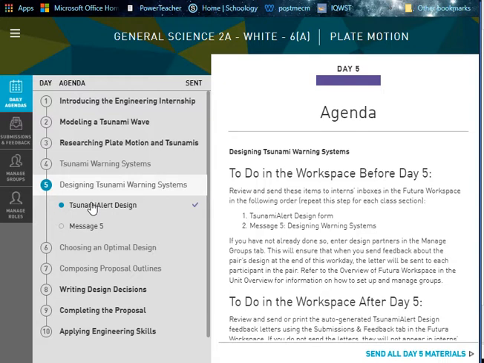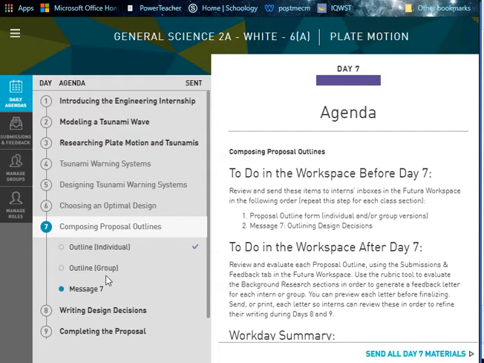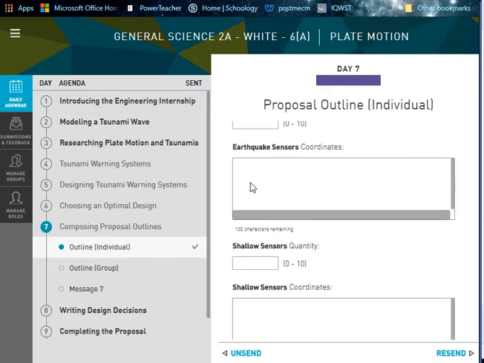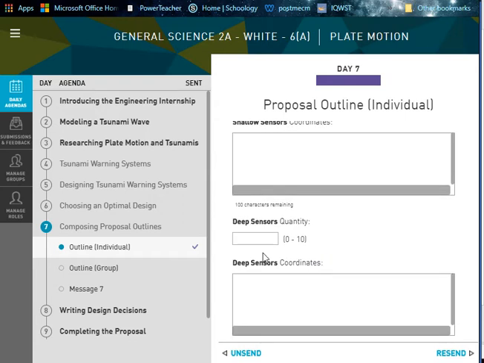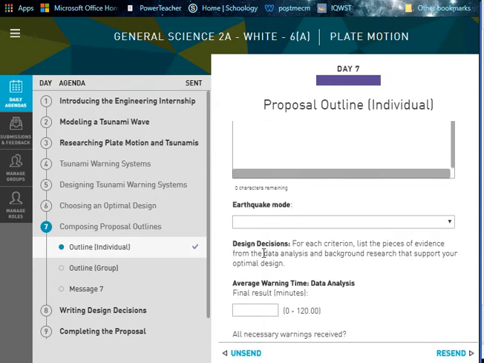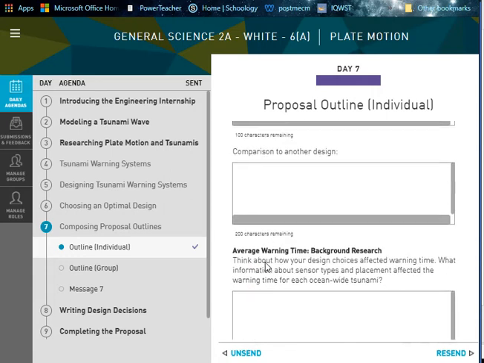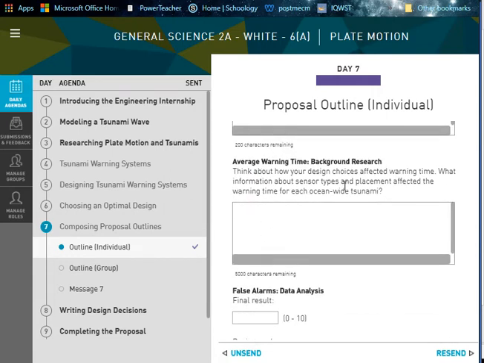And after you submitted that, Hannah Wong gave you back some information. So let's look at this. It's going to ask you for which version you're using, how many earthquake sensors you have, what their coordinates are, any shallow sensors and what their coordinates are, deep sensors and their coordinates. And so at that point, things are pretty similar. But then the second part of this form asks you for all of your design decisions. It asks you for your comparisons to other designs. And then it also asks you for any background information or background research for each one of those things.